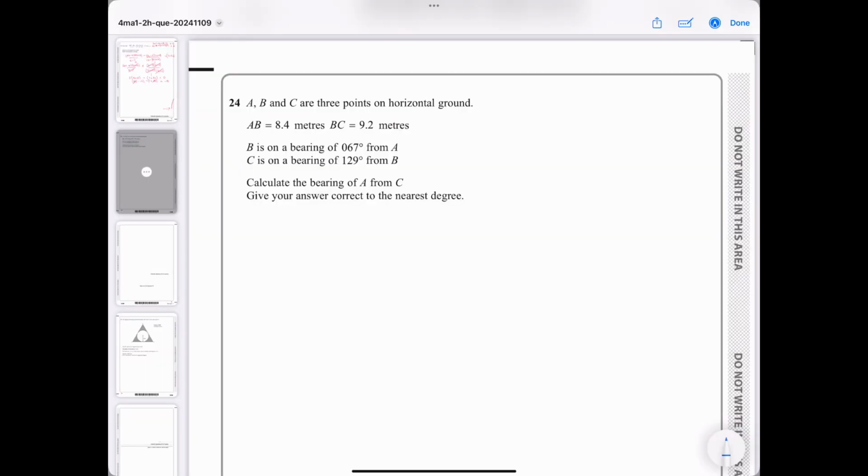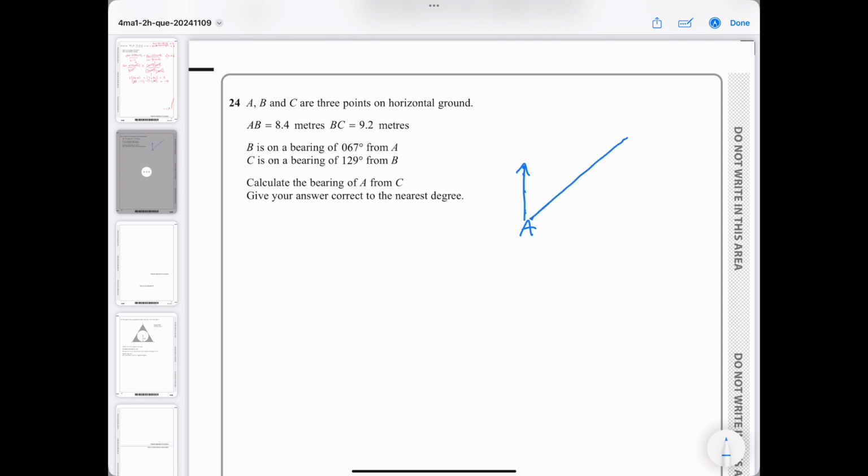125 now. A, B and C are 3 points on horizontal ground. AB is 8.4 meters and BC is 9.2 meters. B is on a bearing of 67 from A. So if this is A, I'm going to have to draw this here. And we go up to north. And then B is on a bearing of 67, so this is 90, so it would be about that way.